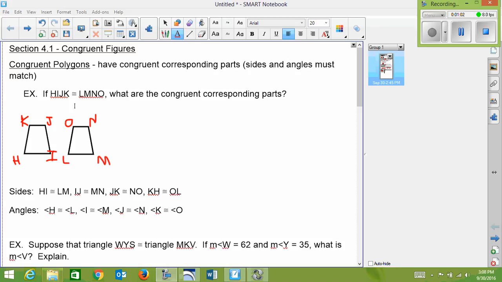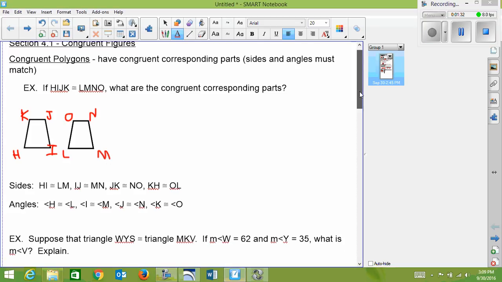Another way to do that too, if it's a strange looking figure, or it's turned around, or one of them is upside down, you can just look at the letters to match it up. H is going to match up with L, I with M, J with N, and K with O. You can look at this congruent statement to figure it out. So then the angles, H matches up with L, I with M, J with N, and K with O. So all sides and angles have to match for it to be congruent.